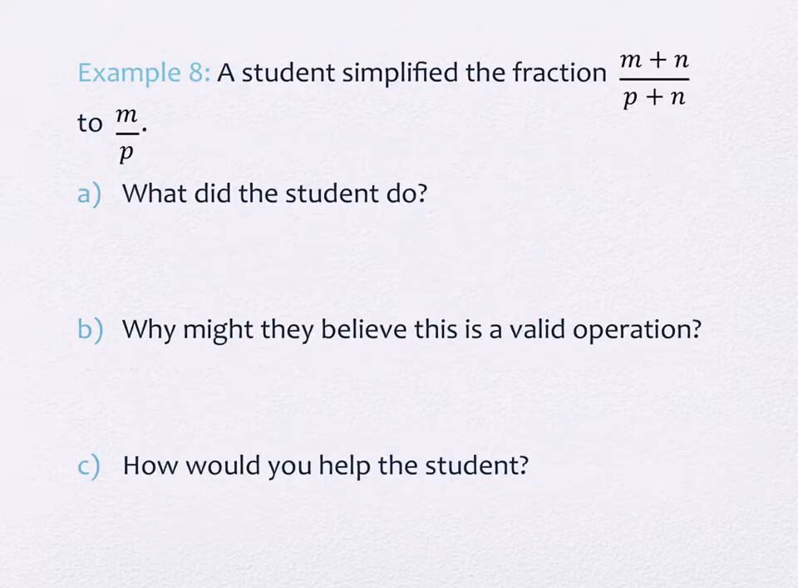All right. Consider this problem. A student simplified the fraction m plus n over p plus n to m over p. First question, what did the student do? Literally, what did they do? They crossed out the n's, which is something we sometimes do, but not like this, right? So what did they literally do?